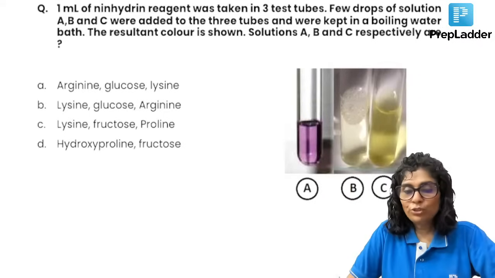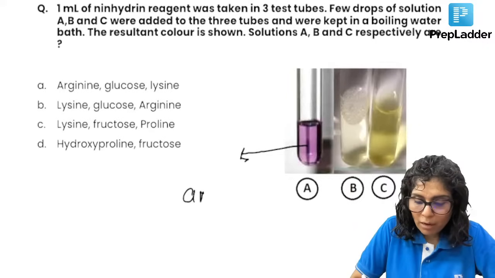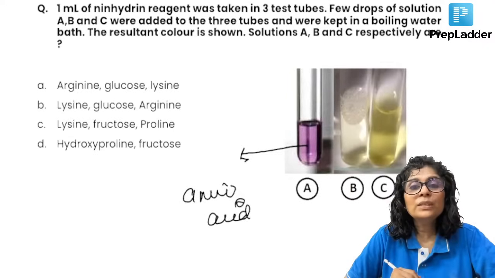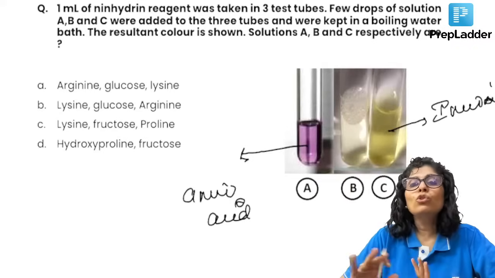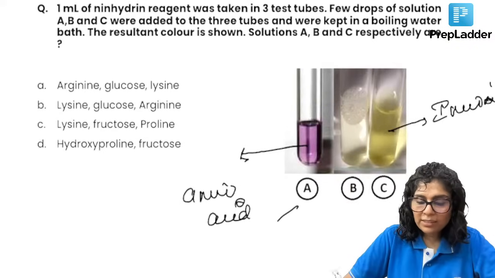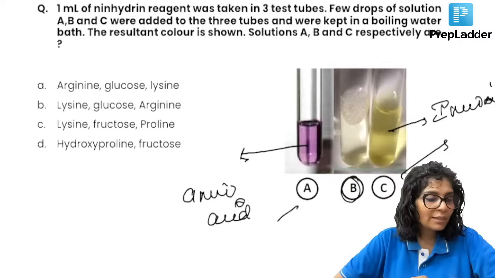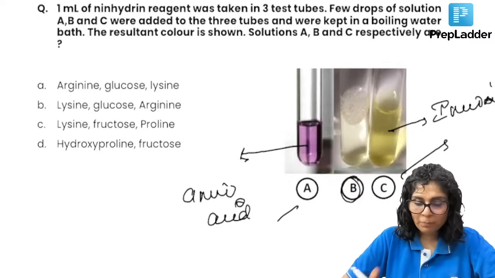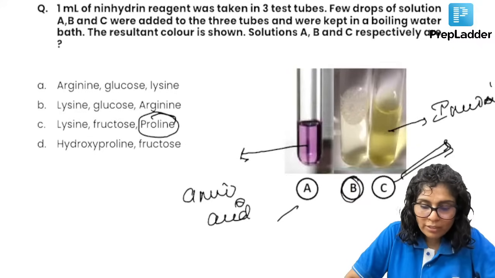All that you will have to know is ninhydrin gives a purple color with amino acid. It gives a yellow color with proline, an imino acid. It gives no color with carbohydrates. So A is an amino acid, C is proline, B is a carbohydrate. With that clue, can you give me the right answer? C has to be proline. Where do you see proline? Choice C.